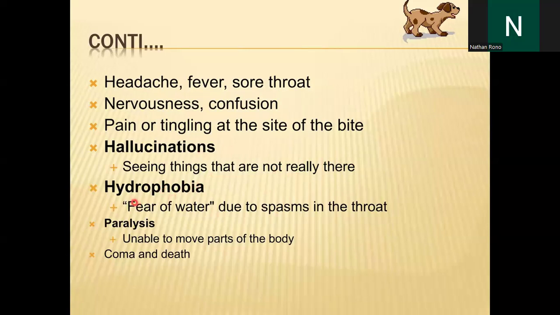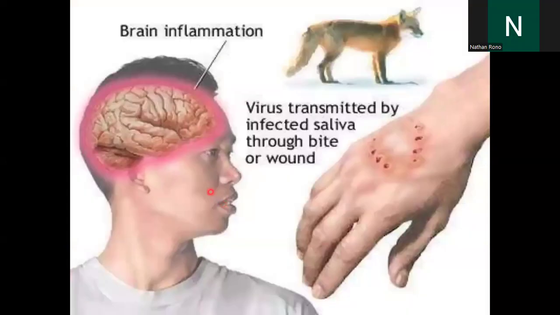Then hydrophobia, which we've said is the fear of water due to spasm of the throat. Paralysis, okay? Since the virus is ascending through the nervous system, and we know that the nerves innervate the muscles, when the nerves are affected, you can become paralyzed. Then you get into a coma, and then you finally die, okay? This is the picture showing the brain inflammation. Then this is the bite by this fox. You'll first start with pain here, then it will rise like that.